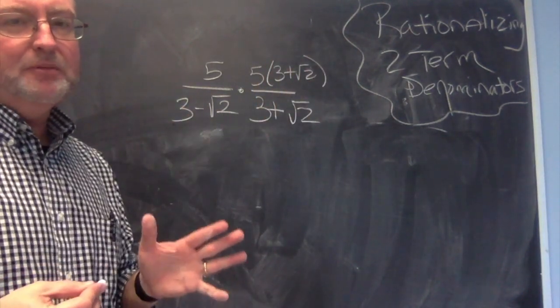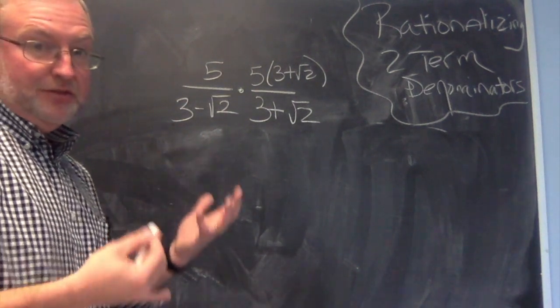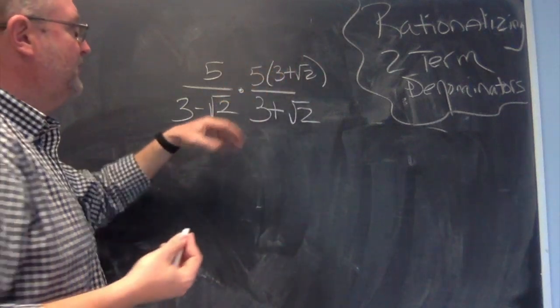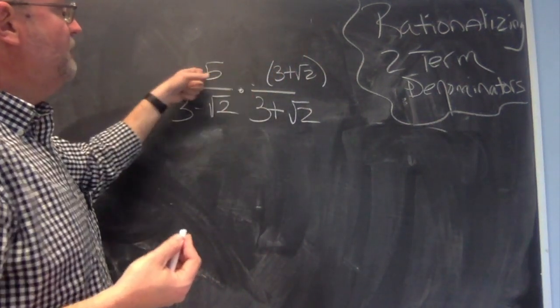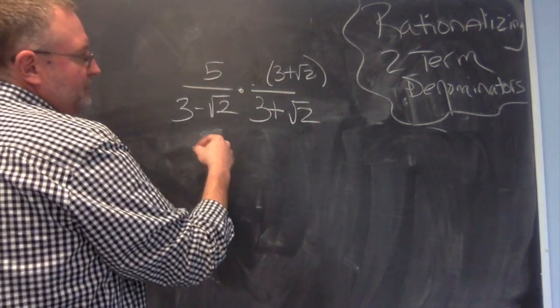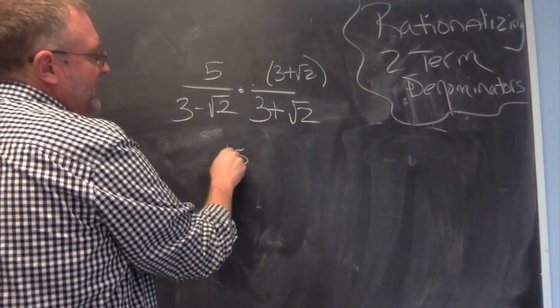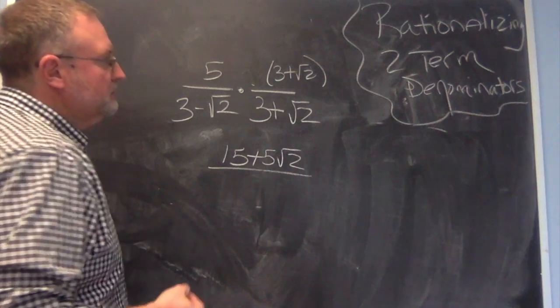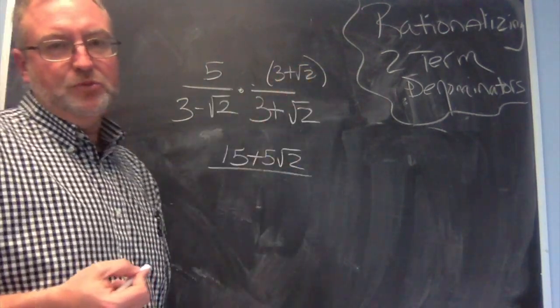Now, let's go ahead and multiply these. We'll do the top first. Here's just distribution, so that's pretty easy. I should have put that 5 there. 5 times that would be, if I write it all out, 15 plus 5 square root of 2. All right, 5 times 3 and 5 times the square root of 2.